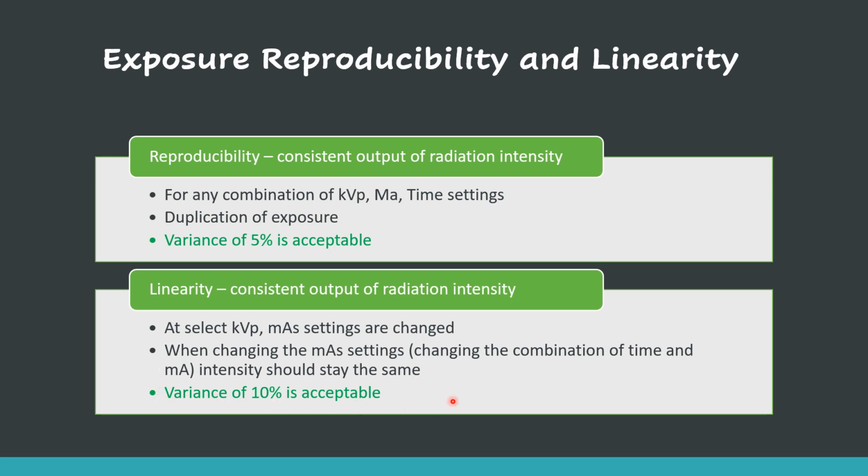So an example of that would be, let's say the mAs needs to be 20. So we would change it like 5 mA times 4 seconds, or let's reverse that, 4 mA times 5 seconds, or 10 mA at 2 seconds, or 2 mA at 10 seconds. And that variance should only be 10%.